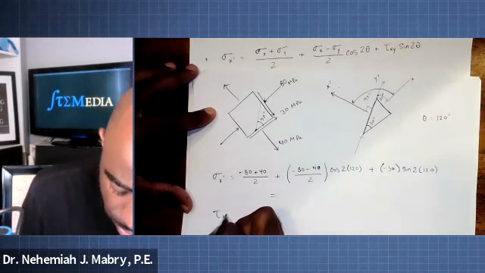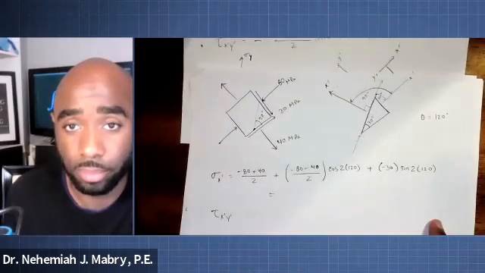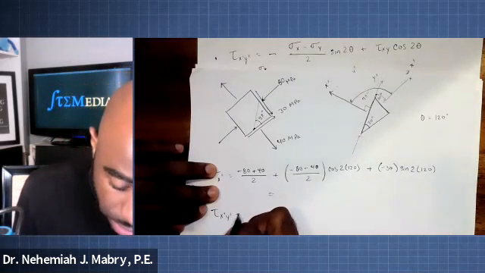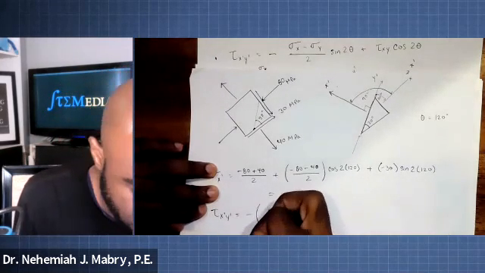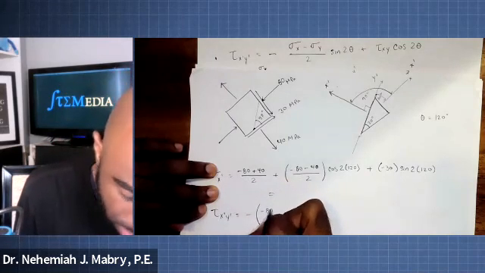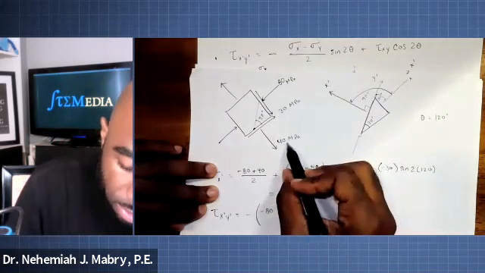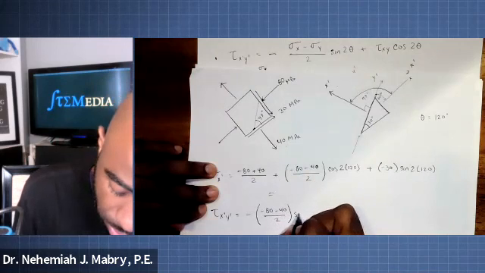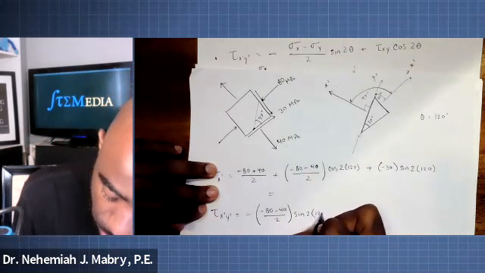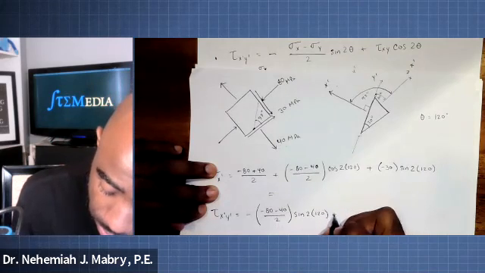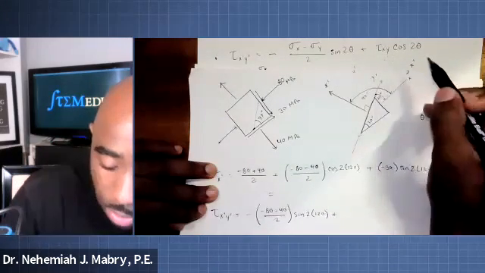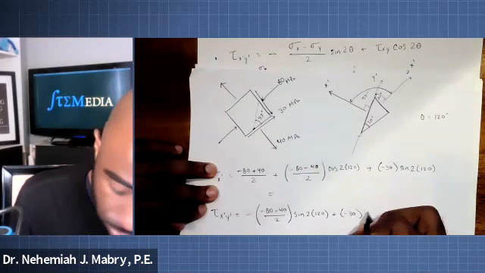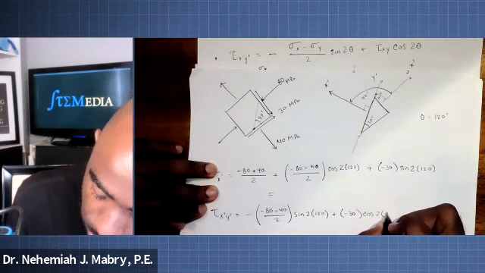Tau sub x prime y prime. This equation looks like this. Starts off with a negative on the outside. Same thing, negative 80. And then we have a minus 40 over 2 times sine of 2 times 120 plus tau sub xy, which is 30. It's not just any 30, it's a negative 30. Cosine 2 times 120.